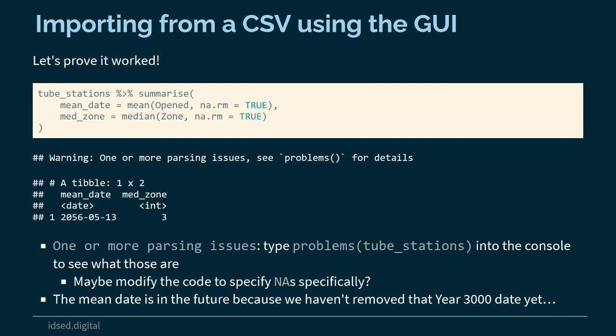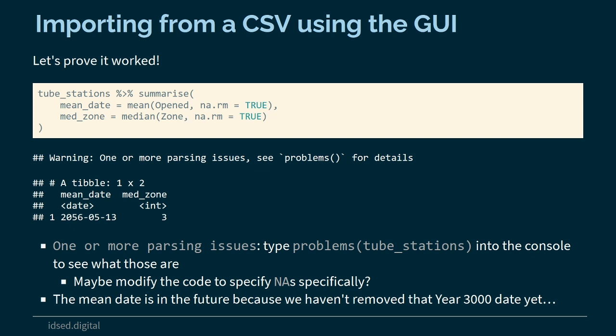It's telling us there are some parsing issues, firstly. Those are parsing issues with importing data, so we can run problems brackets tube_stations to see what those are. What it is, is that it doesn't like the fact that it decided that "not in a zone" is an integer. So you could modify the code to specify NA specifically. Other than that, it seems to have worked. We've got a date as our mean date, and a plausible zone as our median zone, and this seems fine until, if you look more closely, our mean date is in the year 2056. And that doesn't seem right, our mean date of opening.